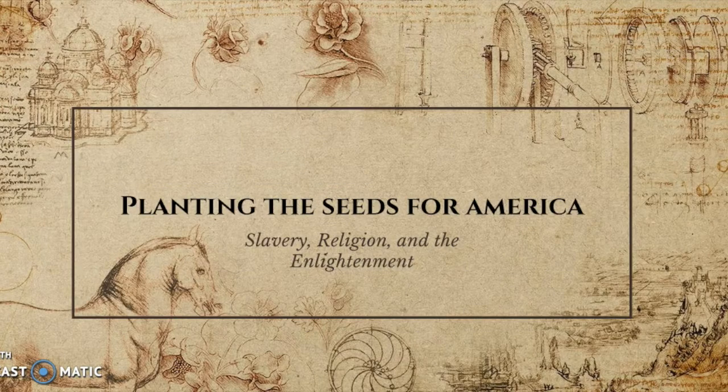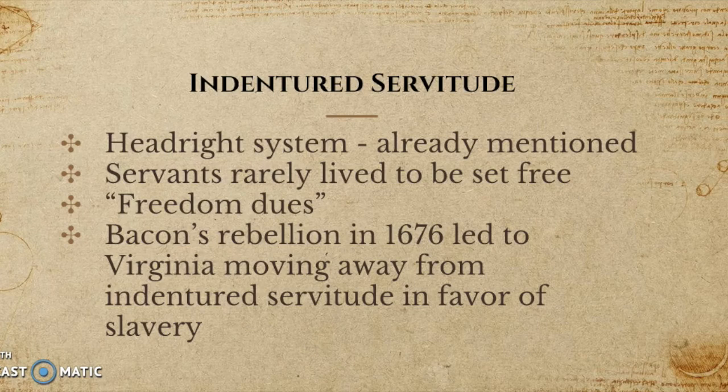In this last section, we'll be talking about what were the institutions and what were the ideas that led to the American Revolution and to America as it was just after the Revolution. We already talked about indentured servitude being the main form of labor in the colonies. We talked about the headright system and how that made indentured servitude more wanted, particularly in Virginia and in Maryland.